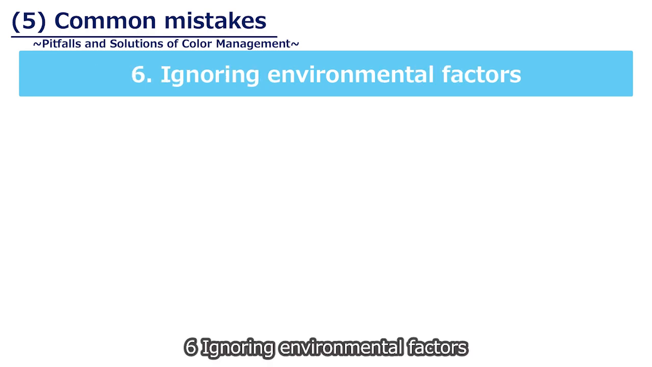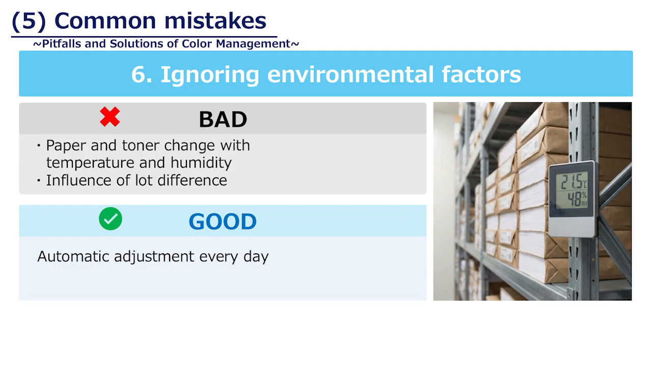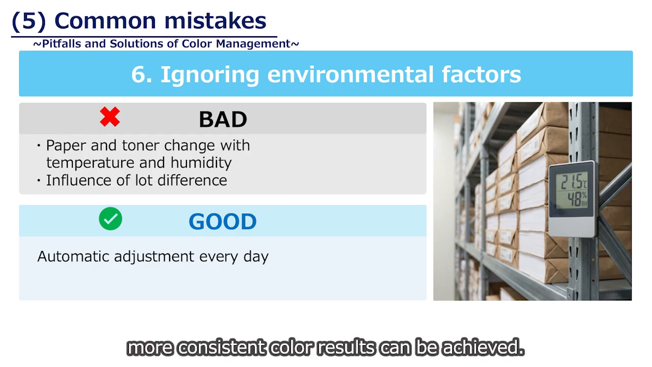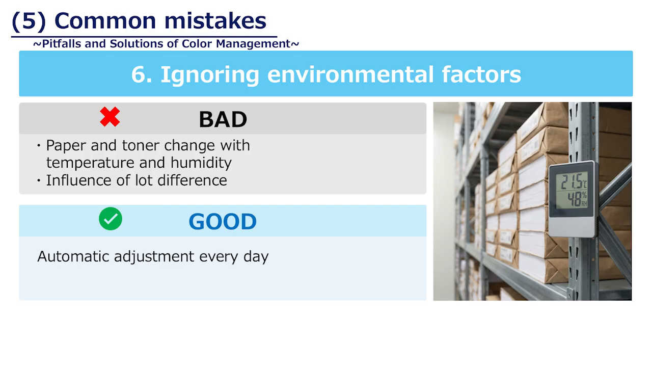6. Ignoring environmental factors. Temperature and humidity affect toner fixation and paper behavior. Differences in toner or paper lots can also influence color reproduction. By keeping the environment stable, more consistent color results can be achieved. Daily automatic calibration is very effective in reducing environmental impact.